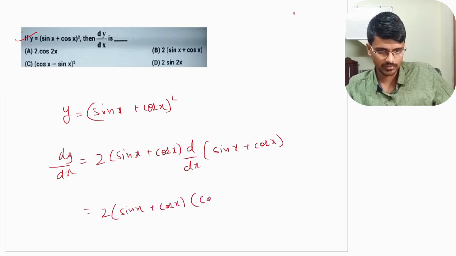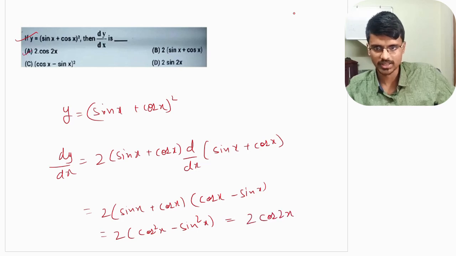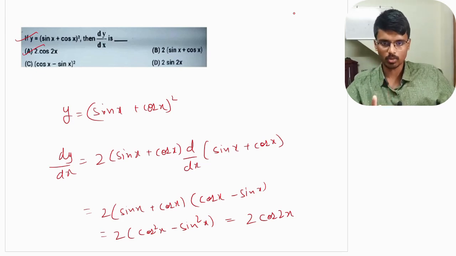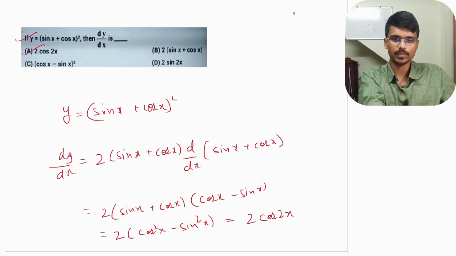So it is nothing but 2 (sine x plus cos x). Differentiation of sine x is cos x. Differentiation of cos x is minus sine x. This is nothing but 2 times (cos x minus sine x) times (cos x plus sine x), right? That is cos square x minus sine square x, which is the cos 2x formula. So the correct answer is option A. You need to know trigonometry. Trigonometry is very important because the concepts of trigonometry will overlap in differentiation as well as in integration.